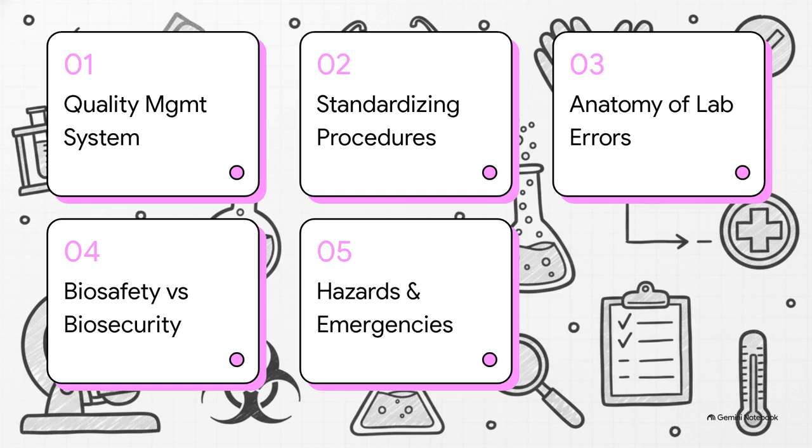We're building this explainer on a dual-pillar framework of quality and safety. First up, the quality management system. Then, standardizing laboratory procedures, followed by the anatomy of lab errors. After that, we'll tackle biosafety versus biosecurity, and wrap up with handling hazards and emergencies.